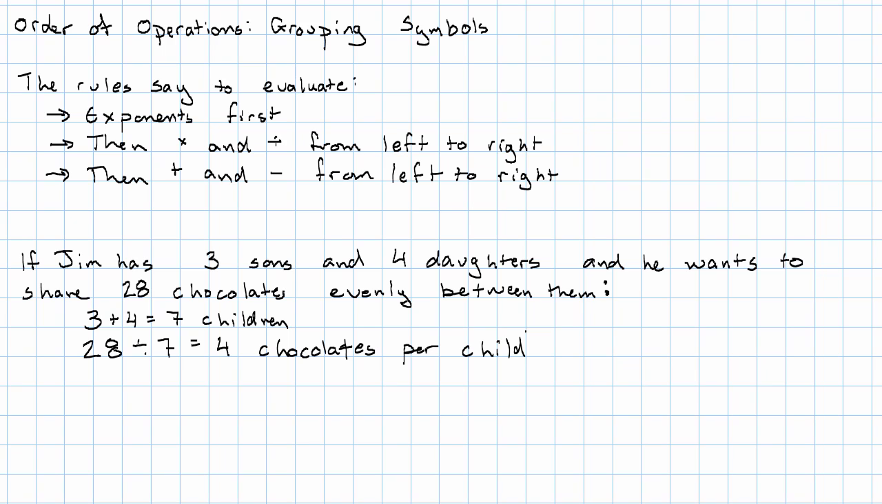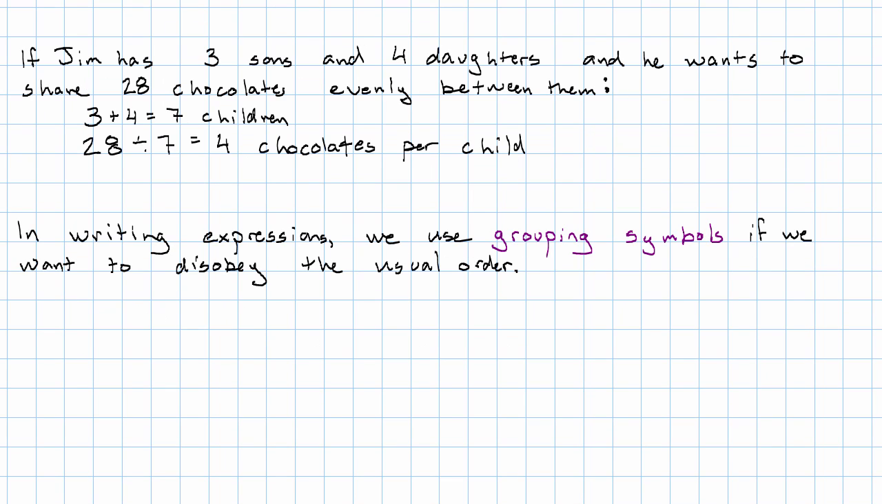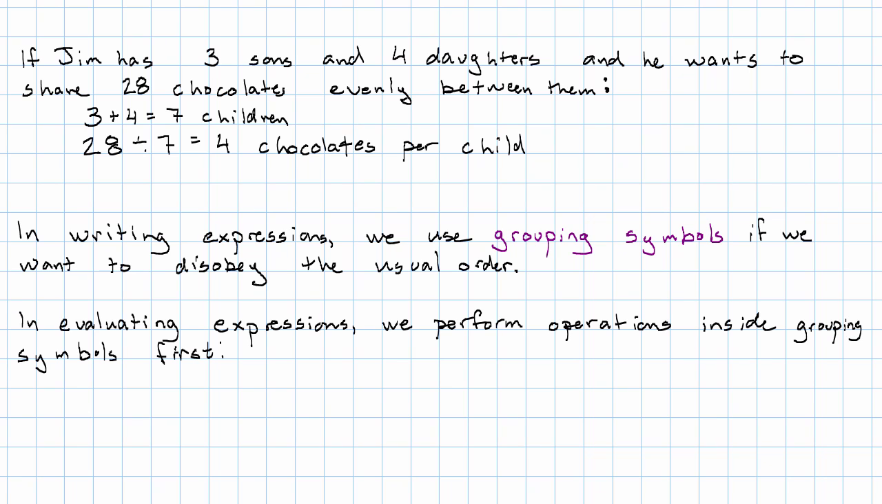That's where what are called grouping symbols come in. In writing expressions, we use grouping symbols if we want to disobey the usual order. Then in evaluating expressions, we perform any operations that appear inside grouping symbols. We do those first. Why? Because the symbol tells us, hey, ignore the usual order. Do this first. Okay, so what are grouping symbols?